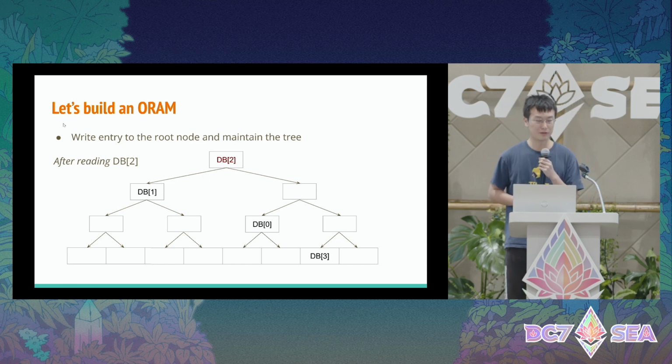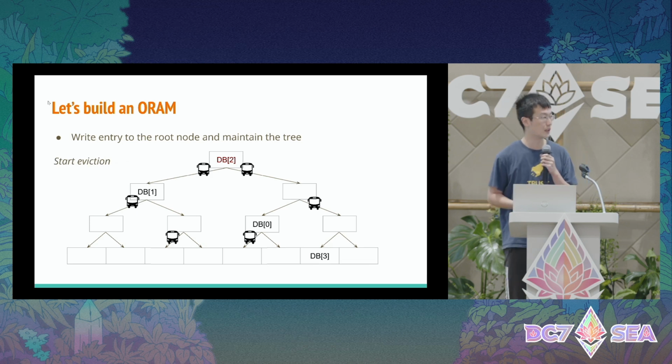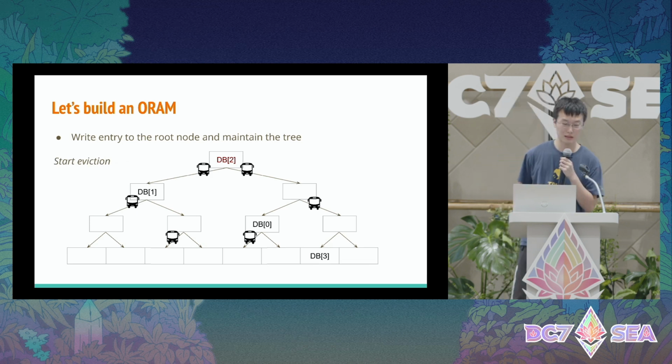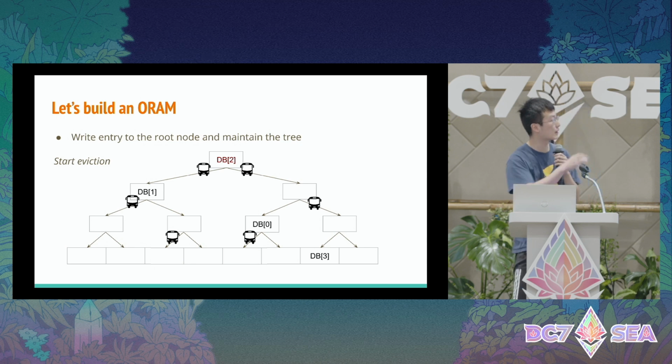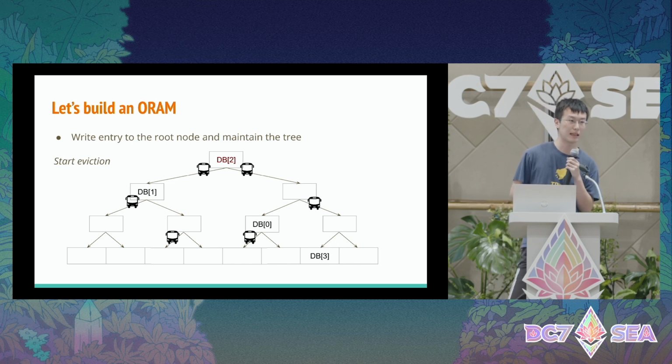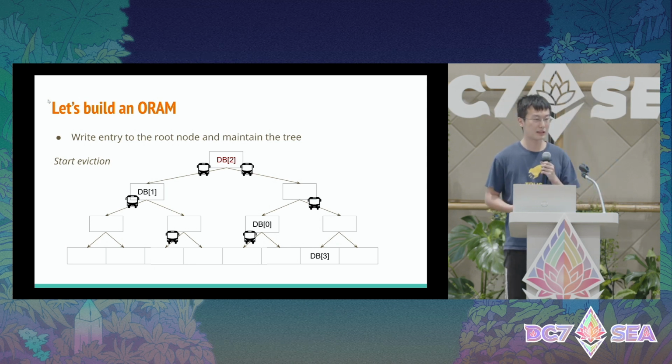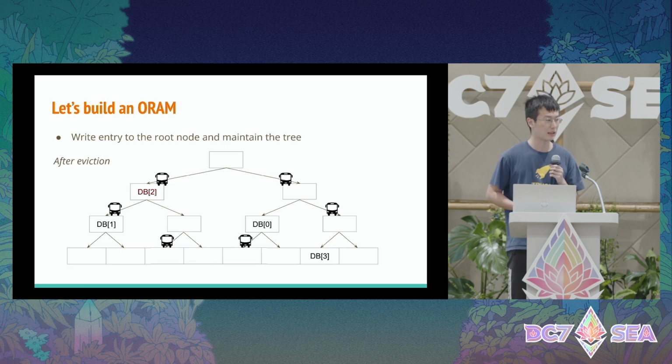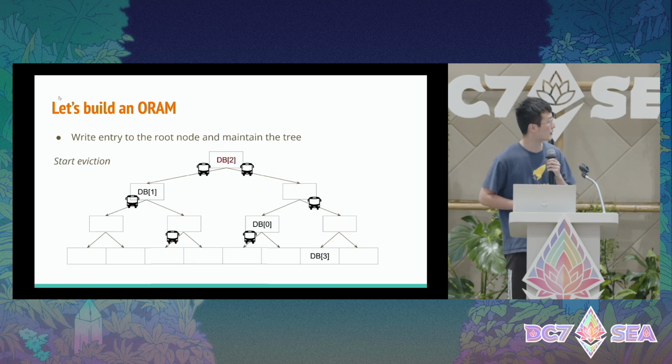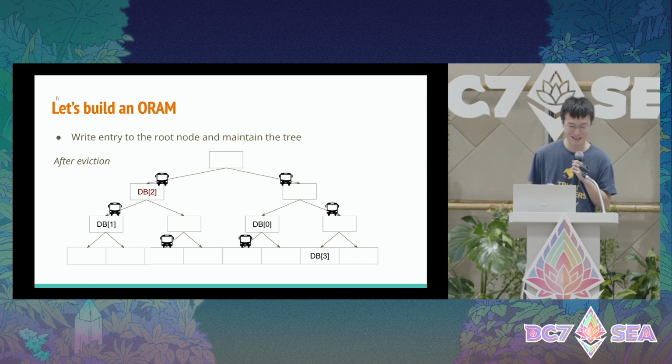Afterward, we perform a maintenance operation called eviction. This operation is performed on the entire tree. Its goal is to move the entries closer to their assigned leaves. This eviction process can have a fully deterministic access pattern, so the attacker has no idea about what their locations are. And with a carefully designed eviction algorithm, we can prove that our data structure will not overflow, except with negligible probability. So here's the animation for the eviction.